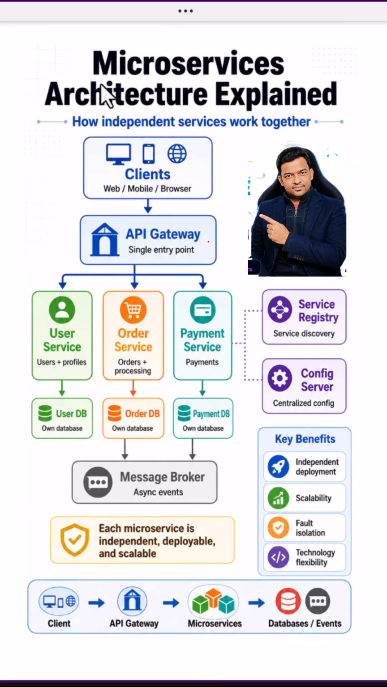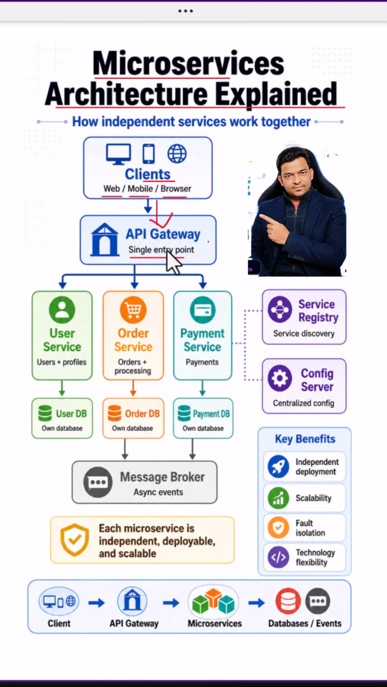In this short video, we will understand microservices architecture in a simple flow. The flow starts with clients. Clients can be a web application, mobile app, or browser. Instead of calling each microservice directly, clients send requests to the API gateway. The API gateway acts as a single entry point for the whole system.